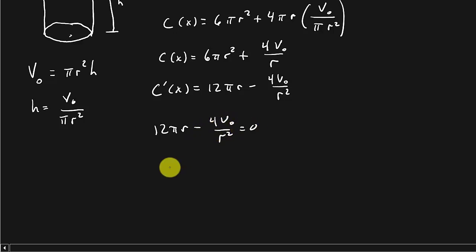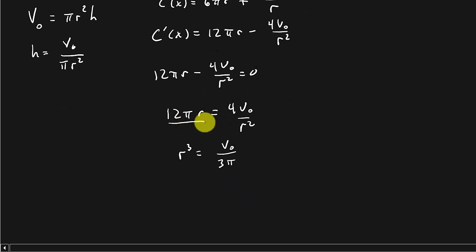And so now we take the 12 pi r minus 4 V naught over r squared equals 0. So 12 pi r equals 4 V naught over r squared. And so that's going to give me r cubed is equal to V naught over 3 pi. Okay, so look, all I did, see the 12 pi, I brought that down to the denominator, brought the r squared up to the numerator.